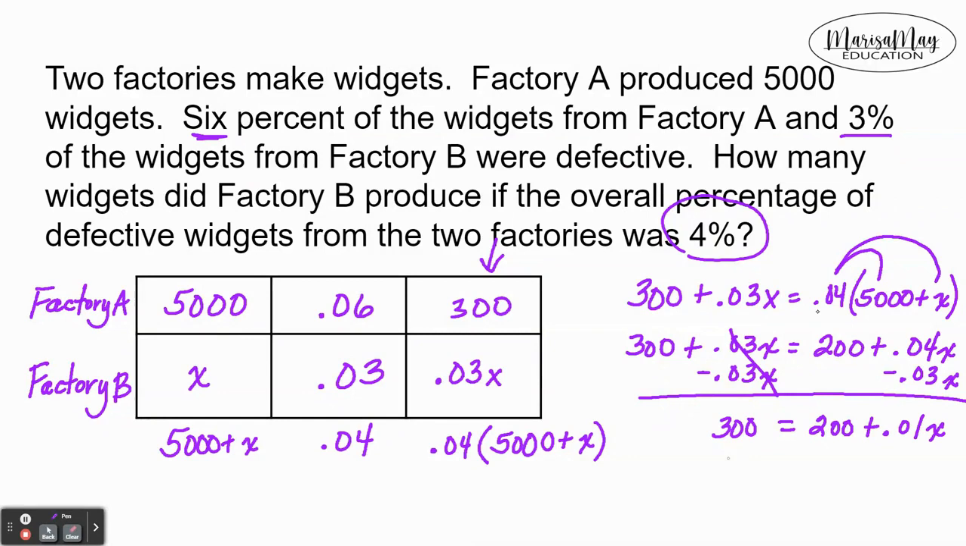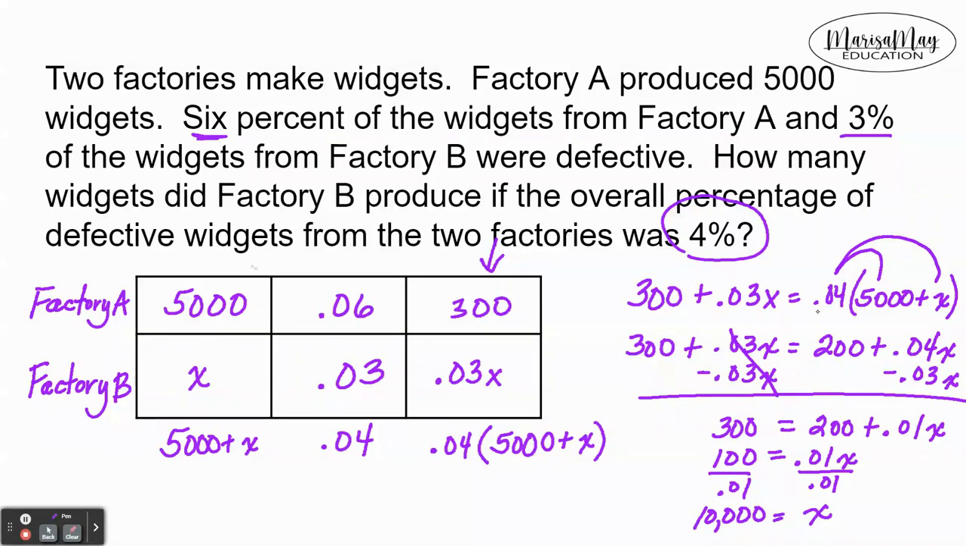Now subtract your 200 from both sides. That gives me 100 equals 0.01x. Then I want to divide by 0.01. And so 100 divided by 0.01 gives me 10,000. That means that factory B produced 10,000 widgets, which is the question that was being asked.